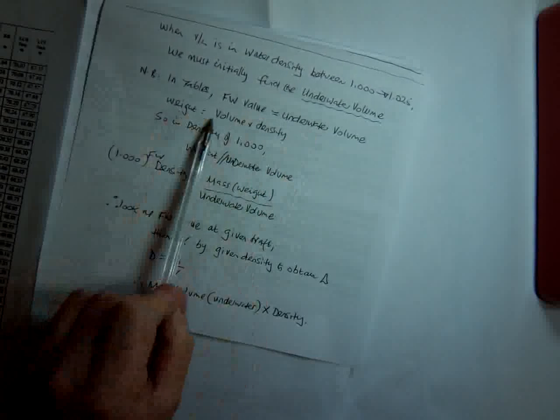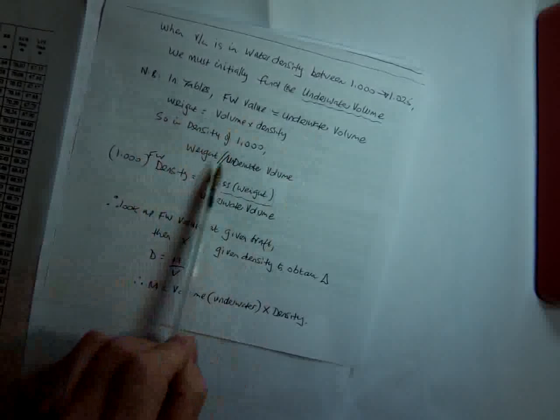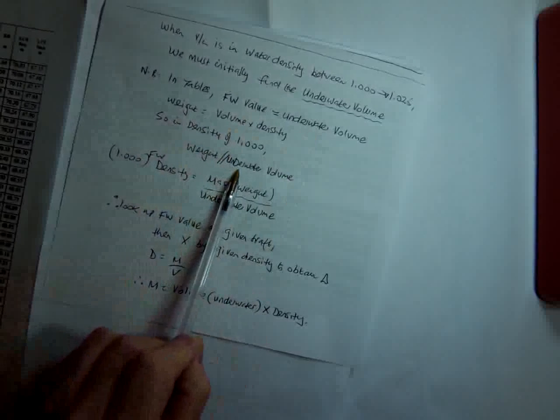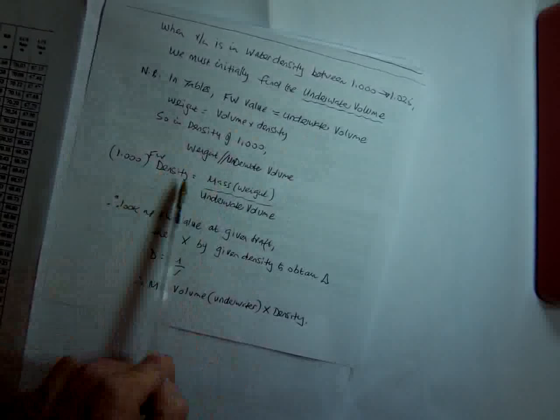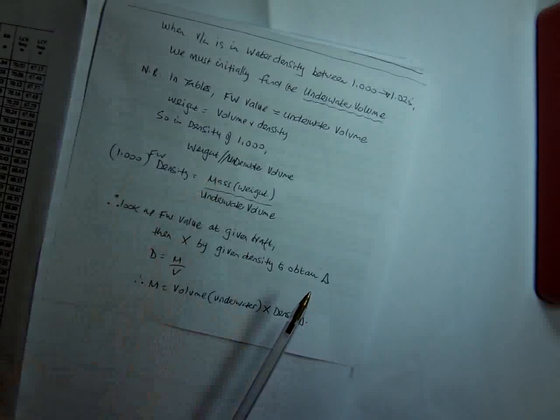So, in the tables, freshwater value equals underwater volume. We know weight is volume times density, so if density is 1, the weight and the underwater volume are one and the same thing. And looking at the formula, density, mass over underwater volume, 1, these two values must be the same. Okay? So that's the important principle before we look at a problem that you need to understand.